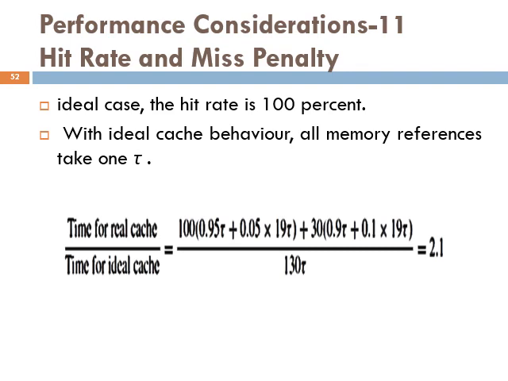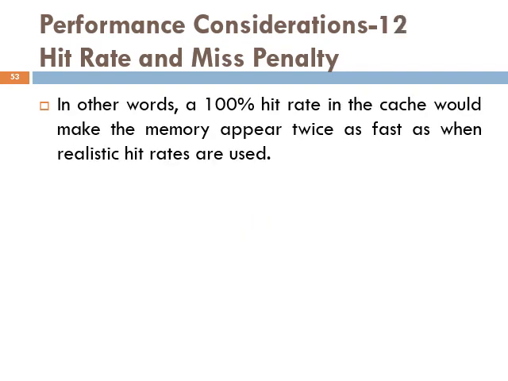With ideal cache behavior, all memory references take 1 tau. Thus, an estimate of the increase in memory access time caused by misses in the cache is given by the following expression, and it is equal to 2.1. In other words, a 100% hit rate in the cache would make the memory appear twice as fast as when realistic hit rates are used.